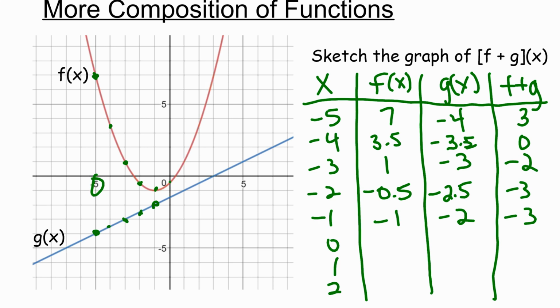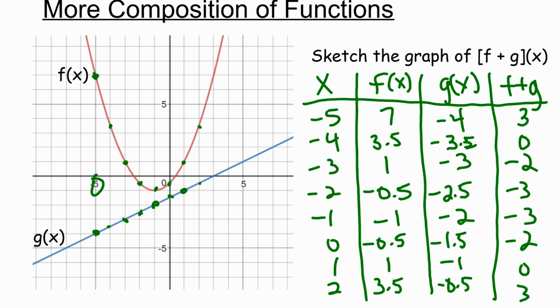What about at 0? It looks like f of x is around -0.5, and g of x is around -1.5. Add those together, we get -2. And then at 1, f of x is 1, g of x is -1. Add those together, we get 0. And then finally, and you can keep going, there's no reason to stop at 2, but we get the idea here. At 2, it looks like f of x is at 3.5, and g of x is at -0.5. Add those together, we get 3.